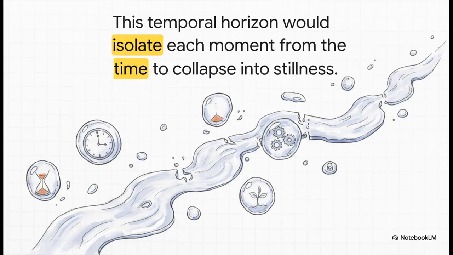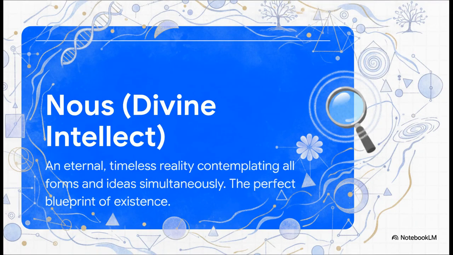And the consequence of that is just staggering. A temporal horizon would isolate every single moment from the one that comes next. If now can never flow into the next now, then the very idea of duration, of sequence, of change, the entire reality of the world soul, it just vanishes. The river of time completely stops flowing. So what's left when time itself collapses into a single point?